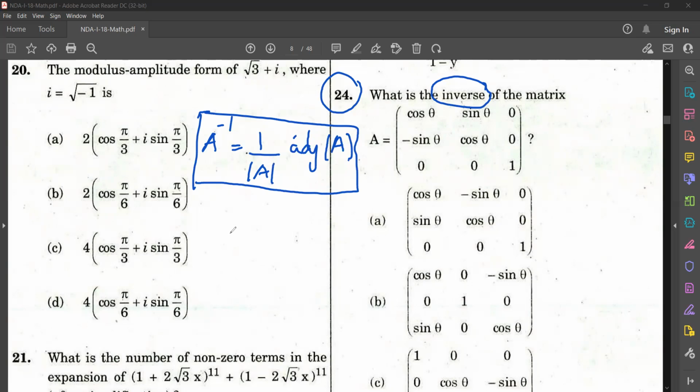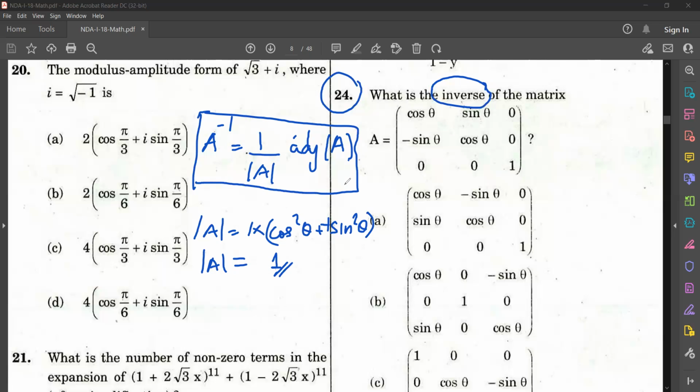So how to find determinant? We have already studied what is determinant of A. Here it is better to expand using the third row because we have 2 elements as 0. So expand using third row, that would be easy. Then we have only 1 into, remove this column, remove this row, cos theta into cos theta, that is cos square theta, minus sin theta into minus sin theta, that is plus sin square theta. So the answer is cos square theta plus sin square theta. Determinant of A is 1.